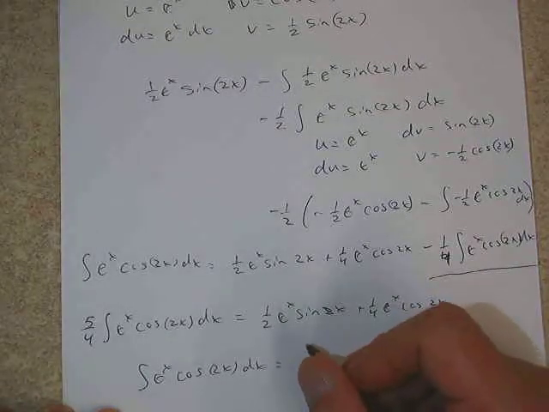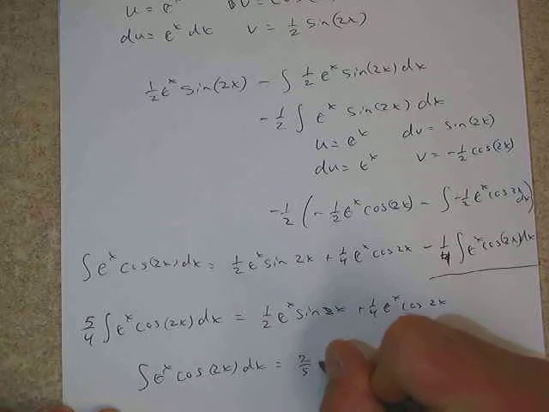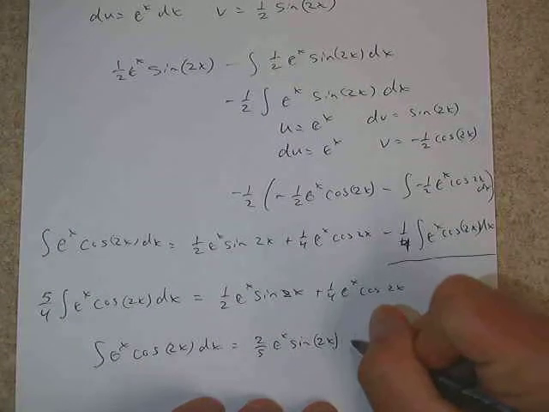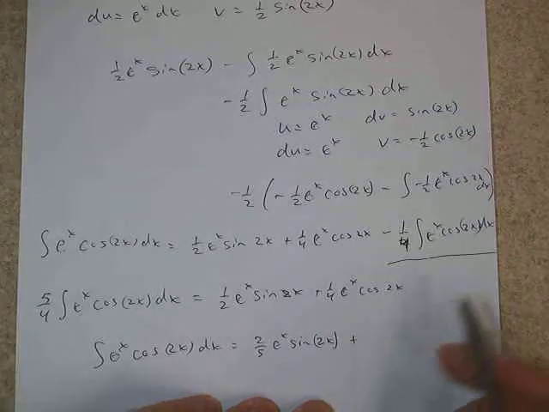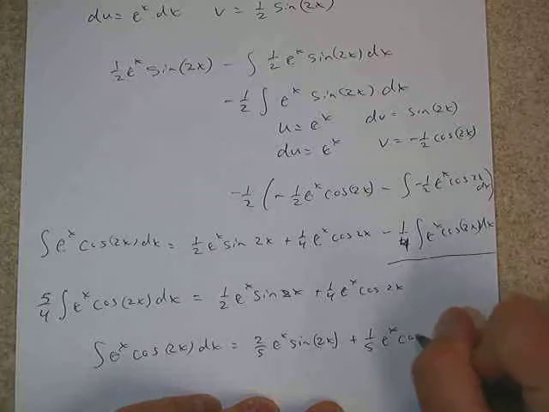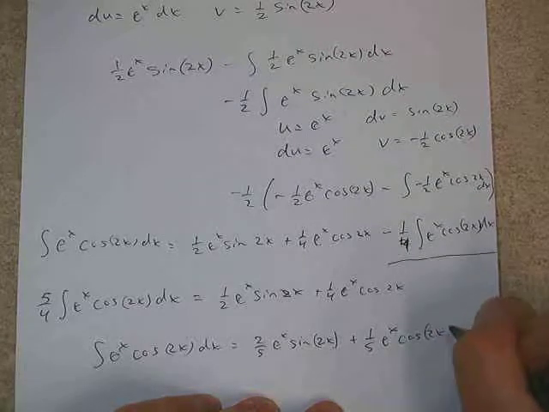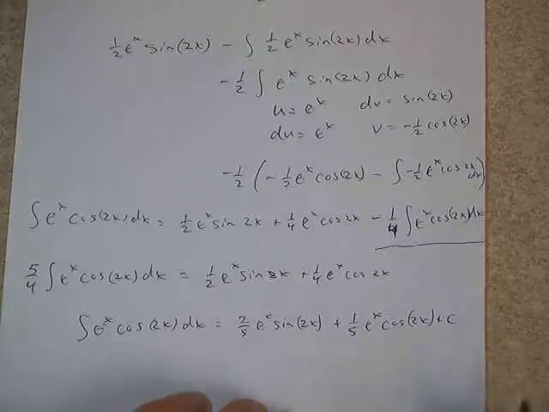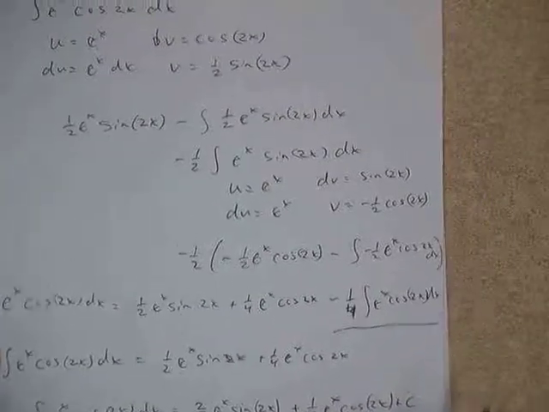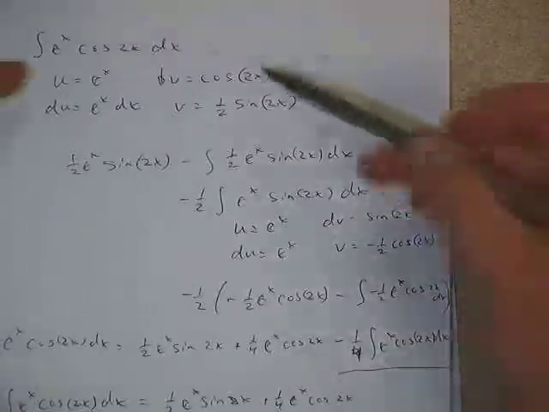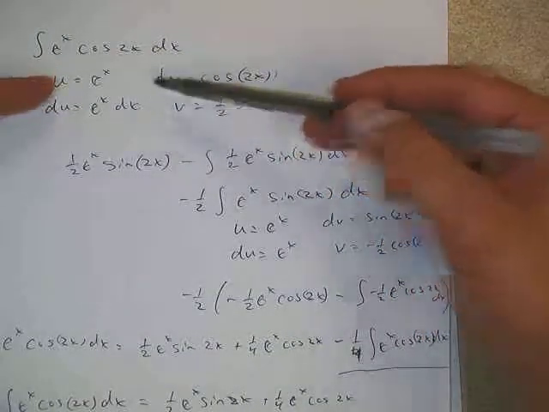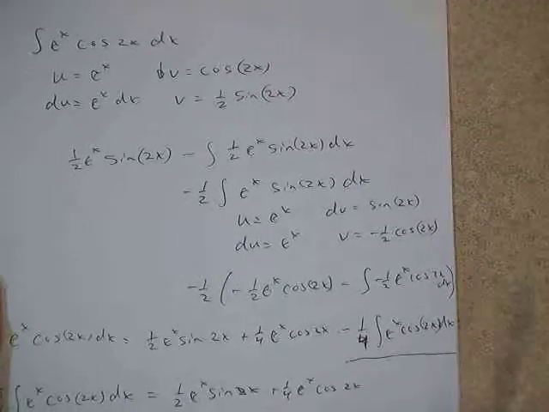Certainly. So what are we going to do to get that alone? We're going to get rid of the 5/4 out in front by dividing by 5/4 or multiplying by 4/5. And ultimately, if we do that, 4/5 times 1/2 is going to be 4/10 or 2/5 e to the x sine 2x, that is. And then if we do the same thing here, if we multiply this by 4/5, we're going to end up with 1/5 e to the x cosine 2x. And of course we have to add c to the end of it, and we're done.